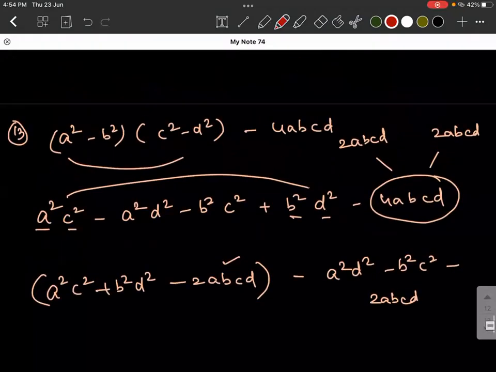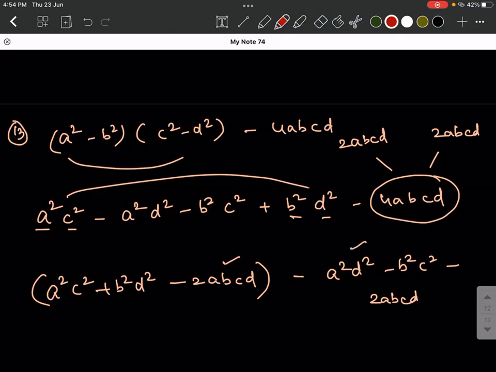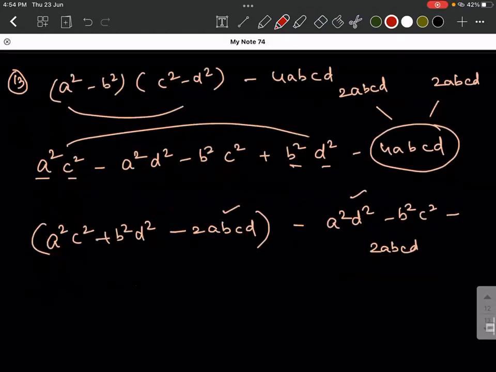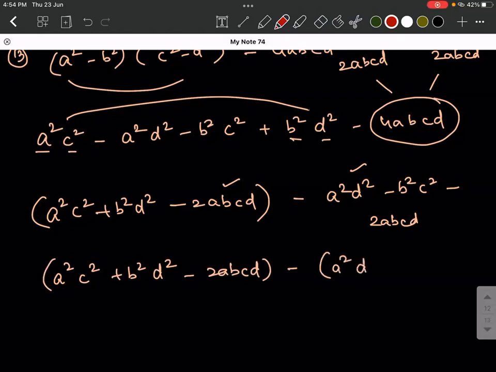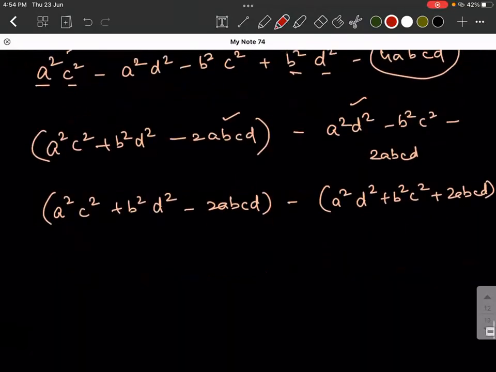Minus only, no? Correct only, no? Minus a square b square, I put a minus only, no? Now I will take the minus outside. So a square c square plus b square d square minus 2abcd, minus of a square d square plus b square c square plus 2abcd. Now if you observe this, this is AC minus BD the whole square.